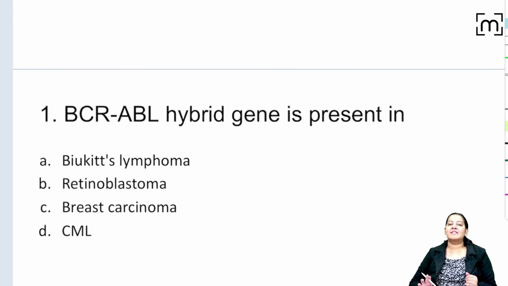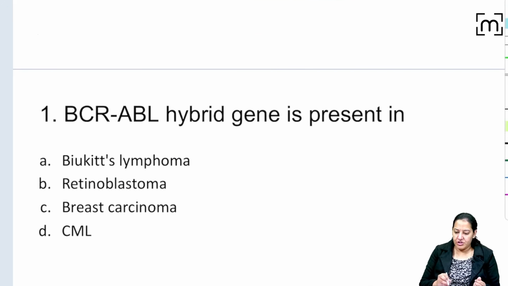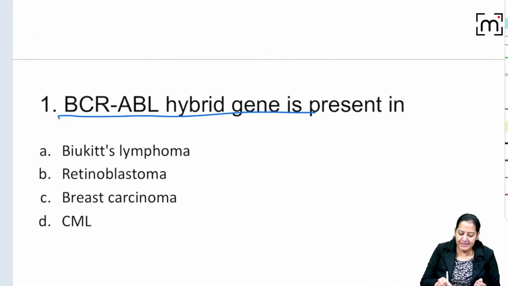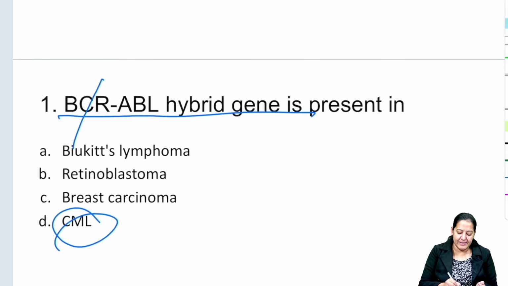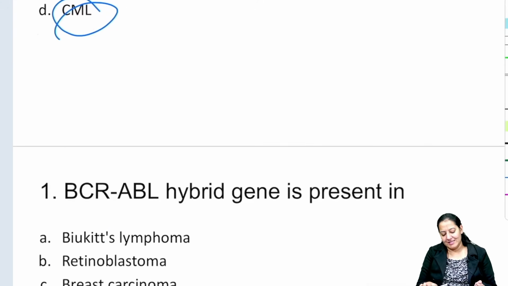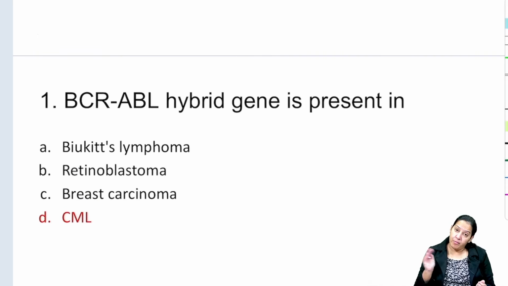So we will be doing some MCQs based on this. The first question is in front of you. Can you tell me where the ABL BCR hybrid gene is present? Of course it's present in CML. We have just seen ABL BCR. ABL is present on chromosome 9, BCR is present on 22. So that is the ABL BCR hybrid gene which is formed on chromosome 22. It is known as Philadelphia chromosome, right?